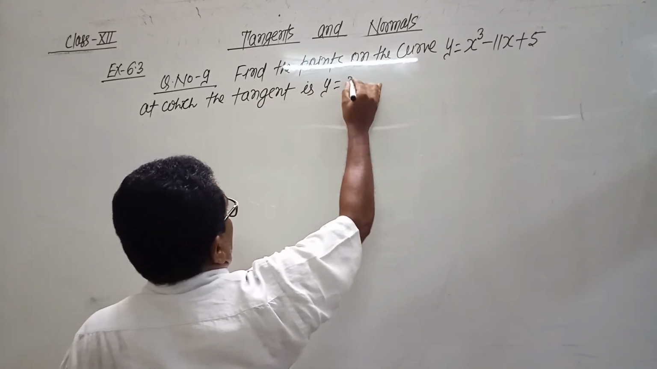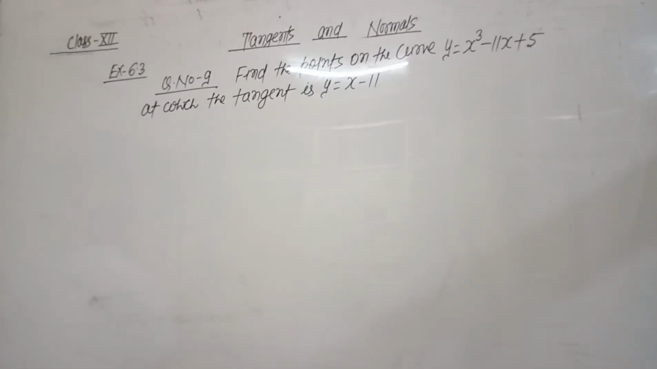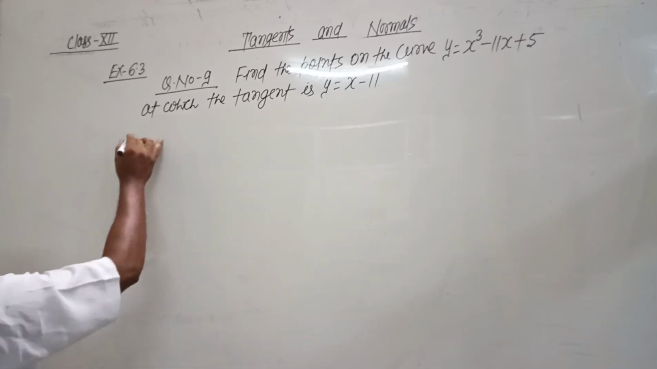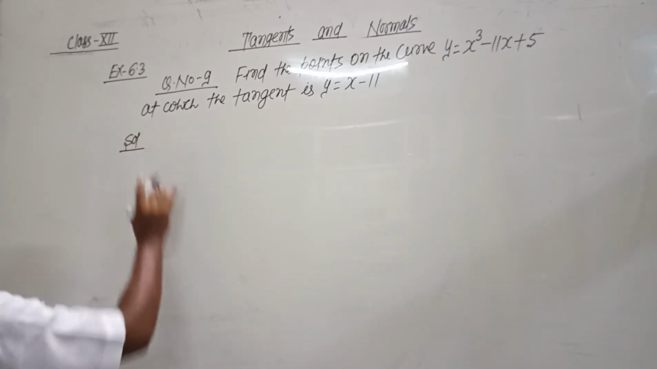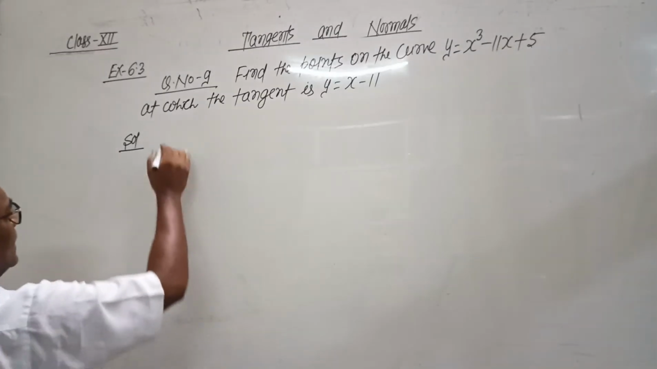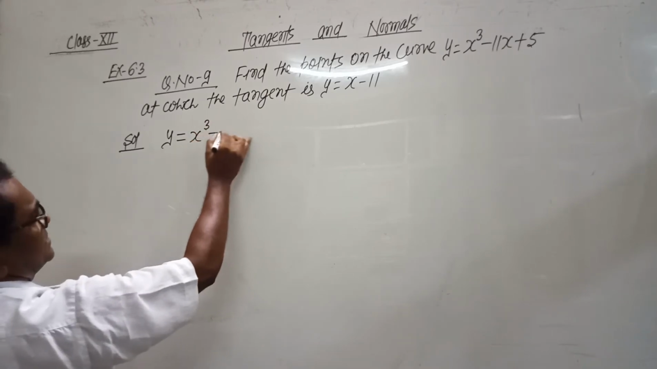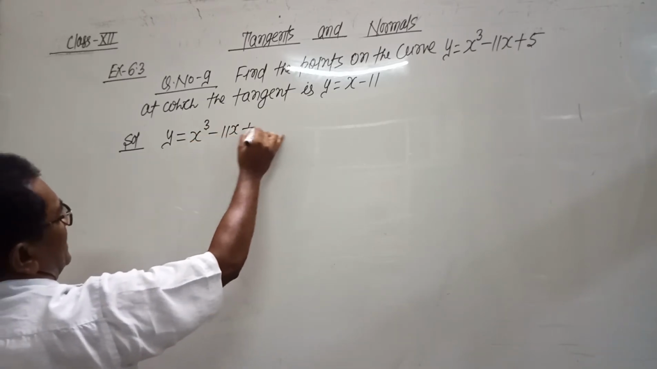y equals x minus 11. The tangent is also given. So find the points on the curve at which the tangent is y equals x minus 11. So we find the slope from the curve y equals x cube minus 11x plus 5.